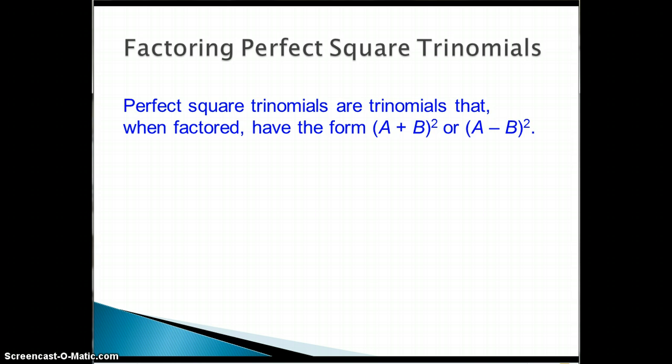The other special forms that we're going to talk about are called perfect square trinomials. Perfect square trinomials are trinomials that when factored have the form a plus b squared or a minus b squared. So when you factor them, it results in a binomial being squared.